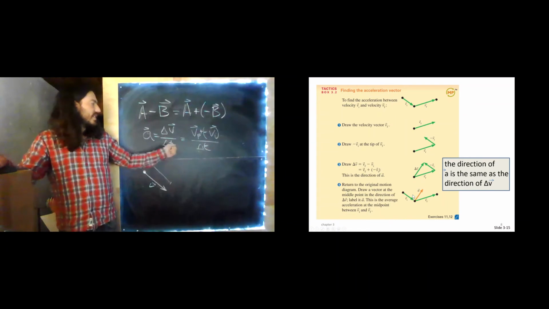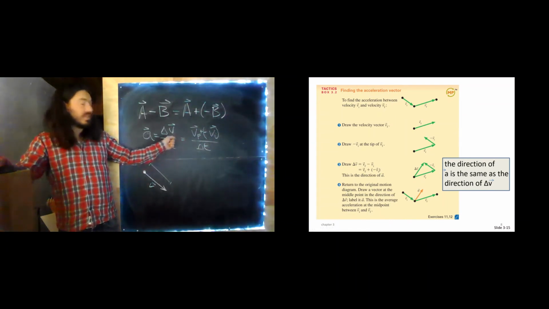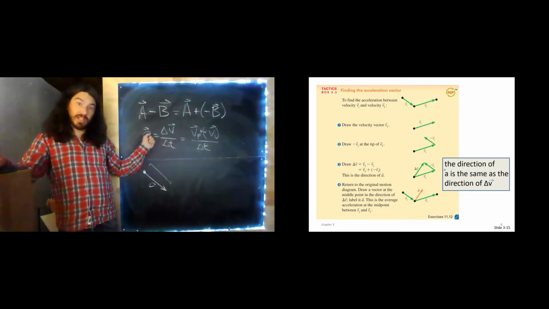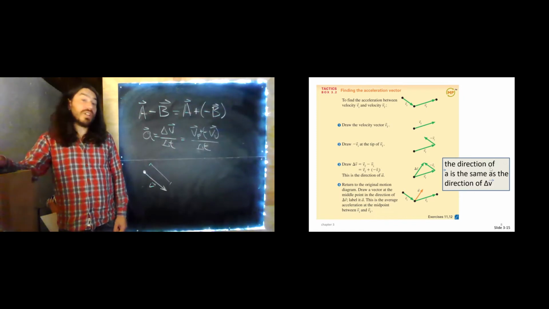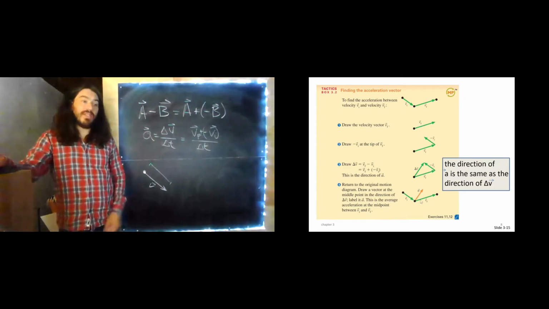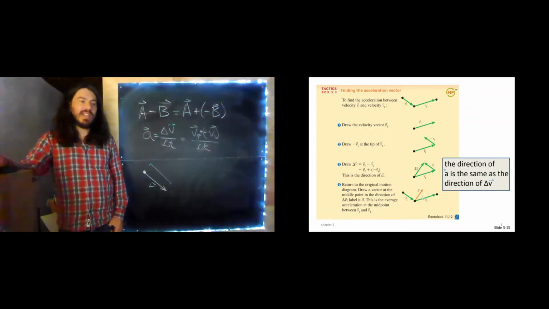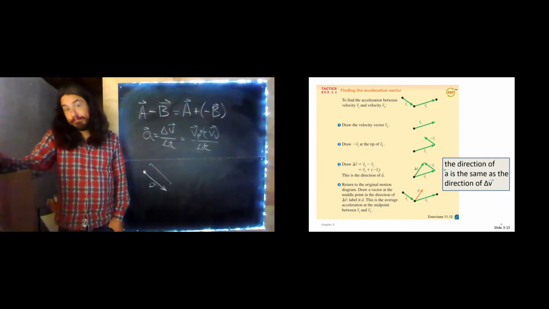Now we know that since delta t is a scalar, delta v is a vector, and a is a vector, since delta t has no direction associated with it, the direction of a must be the same as the direction of delta v. And therefore, by finding the direction of delta v, we have found the direction of a.